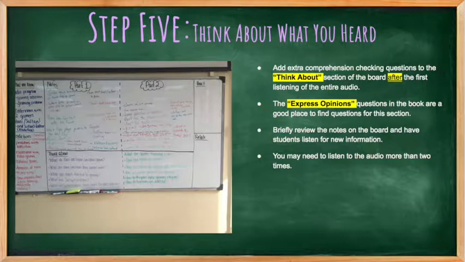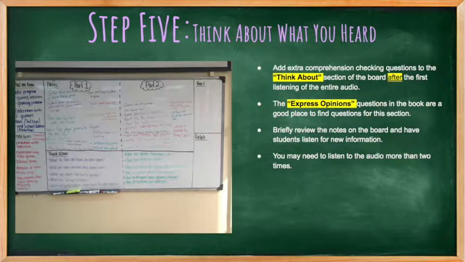The Think About box is designed to add open-ended questions that get students thinking more deeply about the material. These questions can be added to the board while the students are reviewing the questions in their book and preparing to listen to the audio for a second time. Teachers can come up with these questions on their own or use examples in the Express Opinions section of the listening book. The Express Opinions questions can be found after the Make Inferences section in the book.